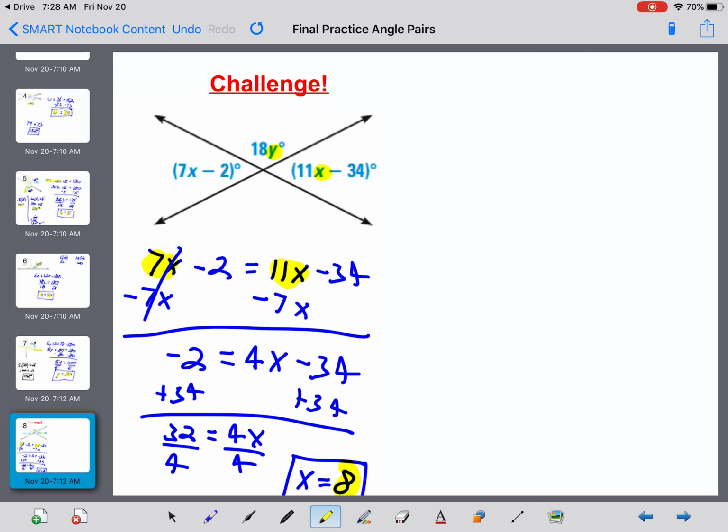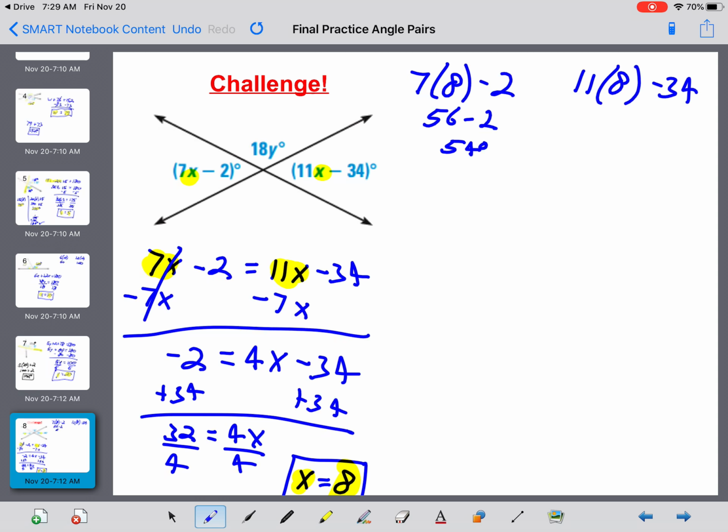Okay, now that we know x equals 8, I need to plug it in for the value of x. So we have 7 times 8 minus 2, and we also have 11 times 8 minus 34. Well, 7 times 8 is 56 minus 2, which makes 54 degrees. 11 times 8 is 88 minus 34, which is 54 degrees.